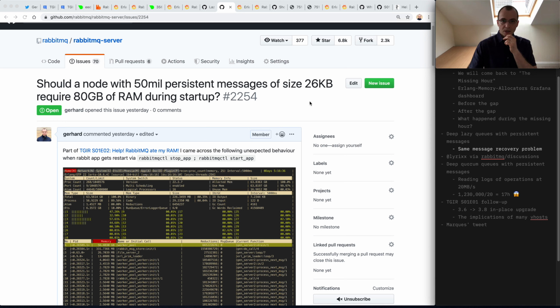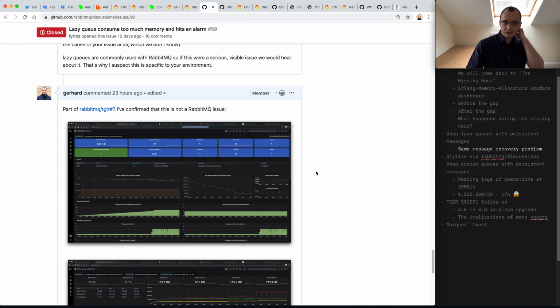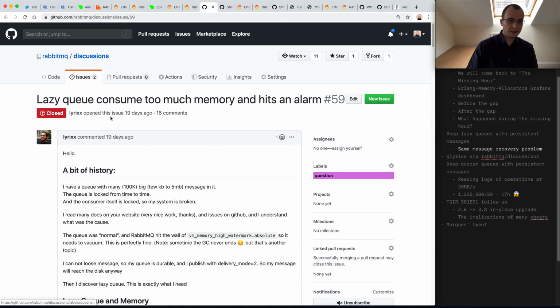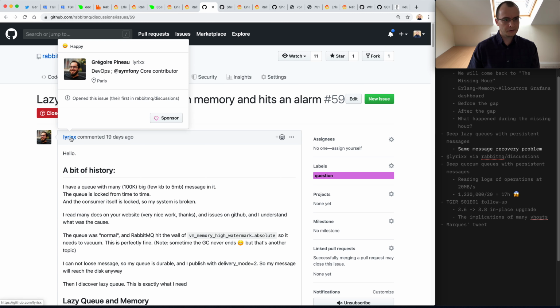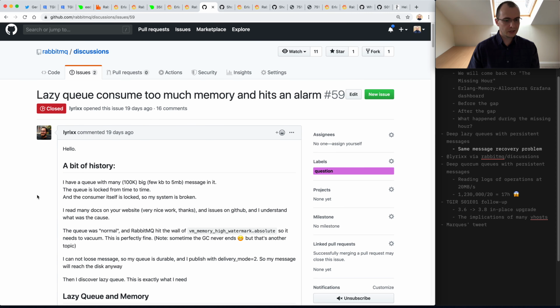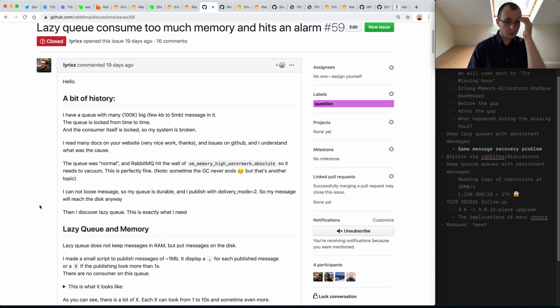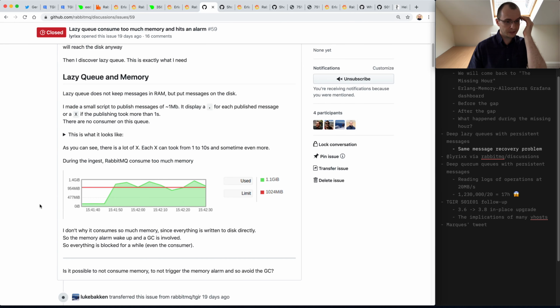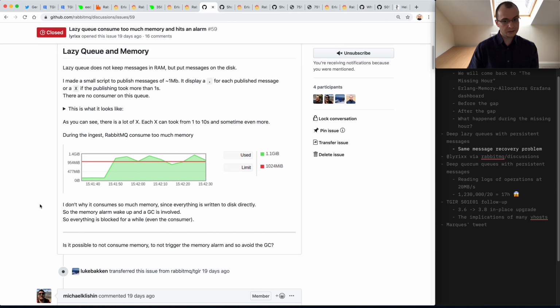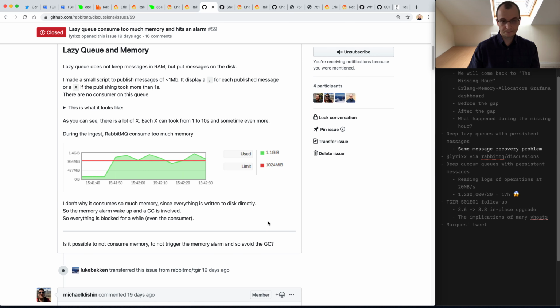Right, so I would like to switch gears now and talk about a different use case. Specifically, lazy queues consume too much memory and hitting memory alarms. This is a discussion by Grégoire Pinon, lyrics. So he mentioned his issue. He has a PHP consumer. It mentions further down how to recreate it. And his problem is that his node is using a lot of memory, like 1.1 gigabytes.